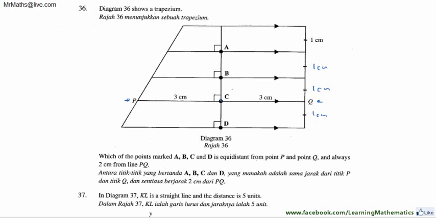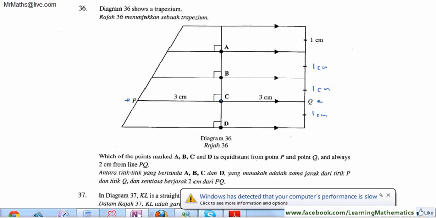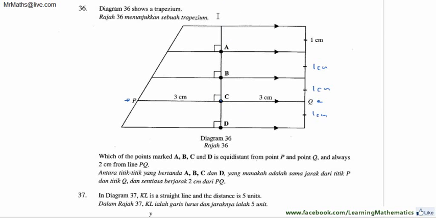And always 2 cm from PQ. Always 2 cm from line PQ. That is strange. Maybe something that I do not understand about this question. We're talking about 2 cm from the PQ. Alright, yes, C is equidistant. Yeah, I didn't realize that.